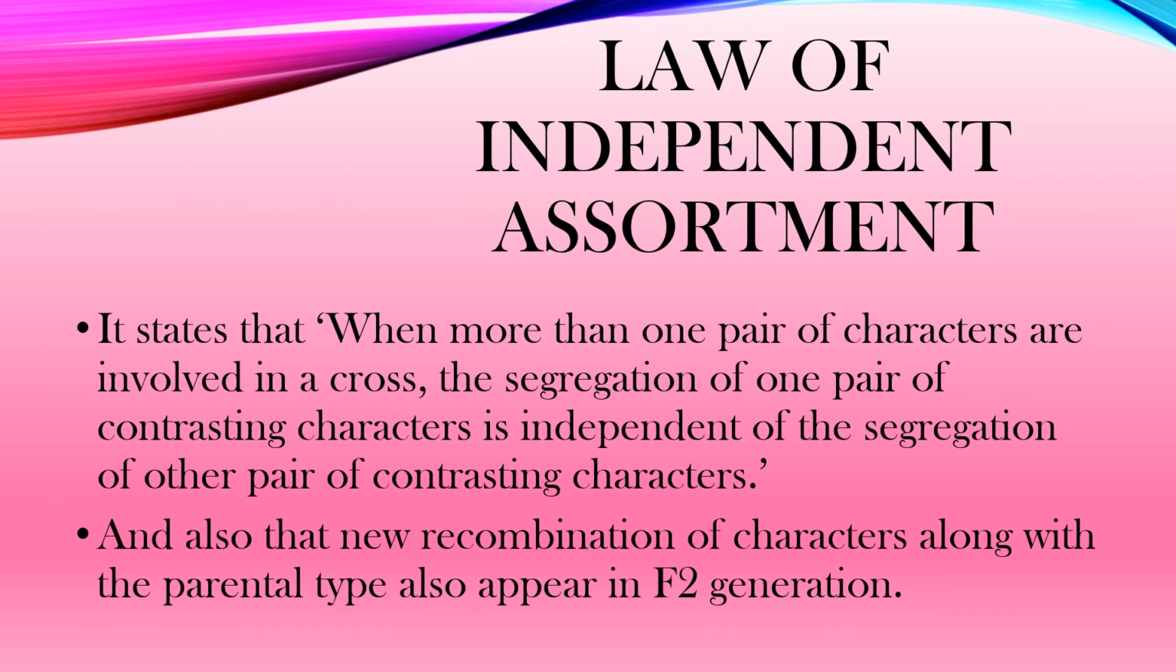Now we can conclude the law of independent assortment. I told you the law of independent assortment is applicable on dihybrid cross. This law states that when more than one pair of characters are involved in a cross, the segregation of one pair of contrasting characters is independent of the segregation of the other pair of contrasting characters. I told you previously that both the characters, shape and color, were independent of each other. But apart from the parental combinations, we get the new combinations as well.